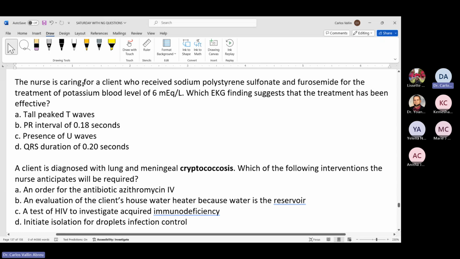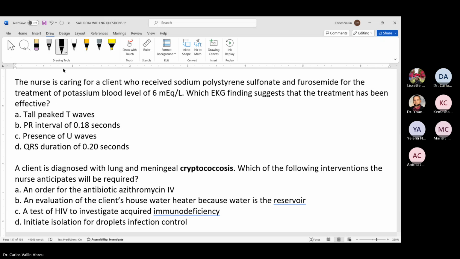The nurse is caring for a client who received sodium polystyrene sulfonate and furosemide for the treatment of a potassium blood level of 6. Which EKG findings suggest that the treatment has been effective? Okay, tall peaked T wave. Tall peaked T waves are seen in hyperkalemia. If they are asking which EKG finding shows improvement or correction of the hyperkalemia, this cannot be the answer.